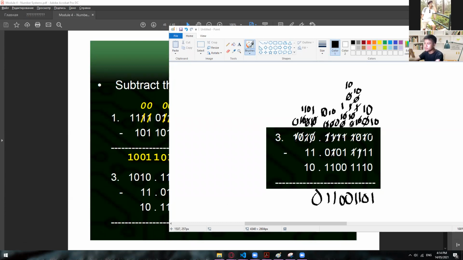Our example number 3. So 10 minus 1 is 1, and then minus 1 is 0. And then 1 minus 0 is 1, and then 0 minus 0 is 0. Okay, so from here, where is this right here? Okay, just put here the decimal. Okay, the same concept with the binary addition.